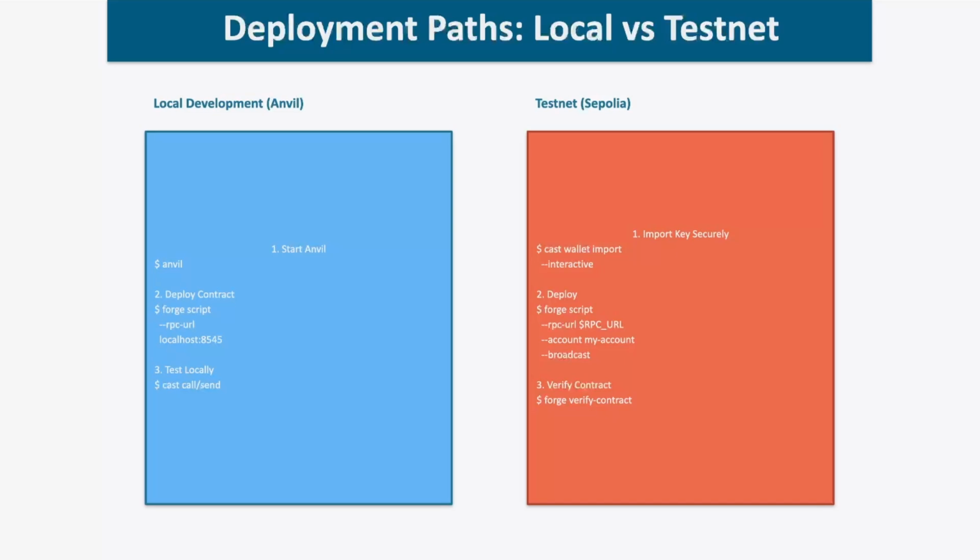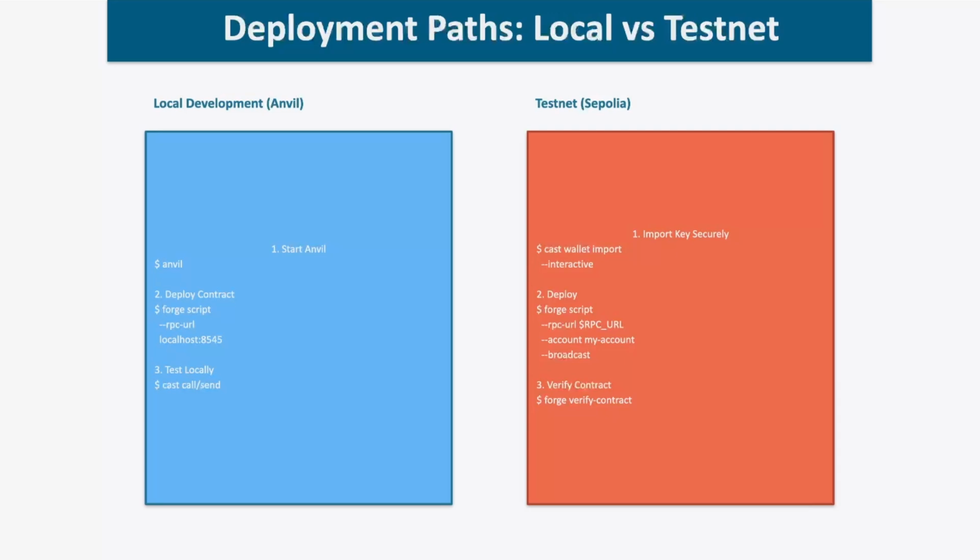Let me explain each flag in the above terminal command. RPC URL $SEPOLIA_RPC_URL points to a Sepolia RPC endpoint, like Infura or Alchemy. --account my-account uses the secure account you imported earlier. --broadcast actually sends the transaction. Without this, it just simulates what would be.